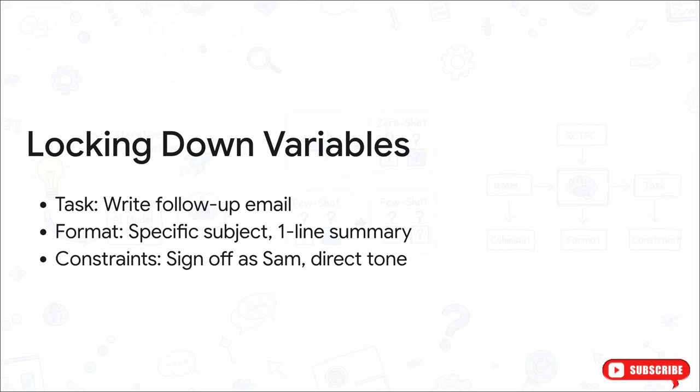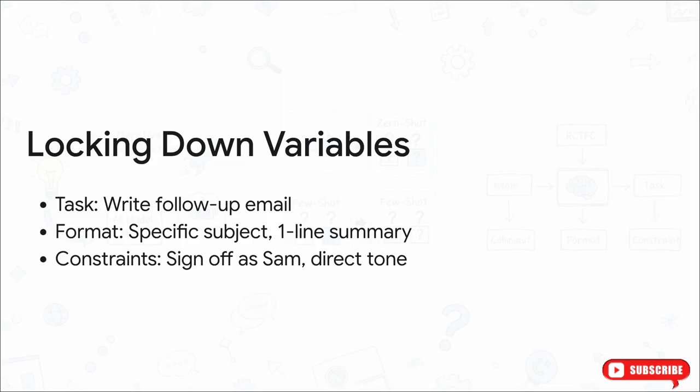We demand a specific subject line, exactly a one-line summary, a maximum of 3 concerns, and exactly 4 open questions formatted as bullet points. Then the constraints take it to a whole new level. We tell the AI to sign off as Sam, use a direct peer-to-peer tone, and we include this brilliant little detail. Maya reads emails on her phone between meetings. I mean, wow, that one tiny piece of context completely changes the output.